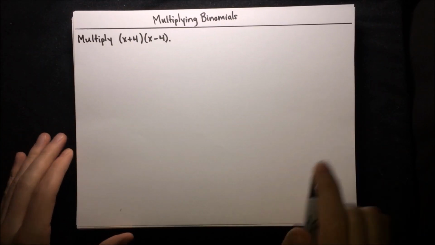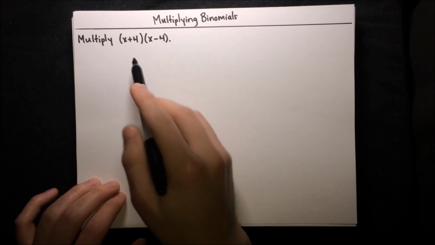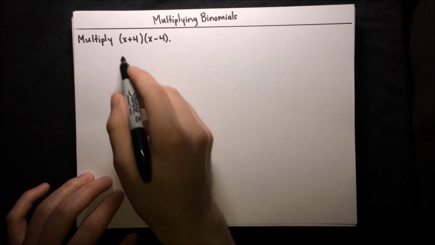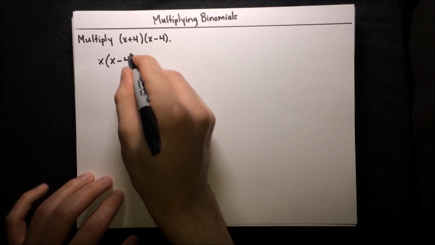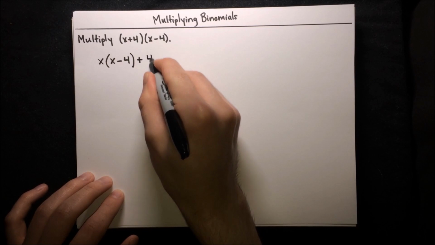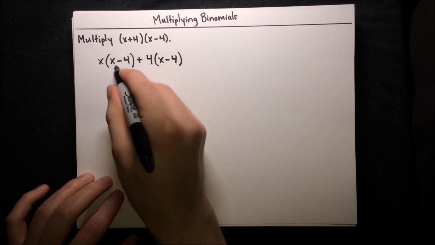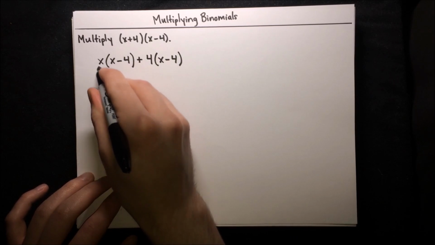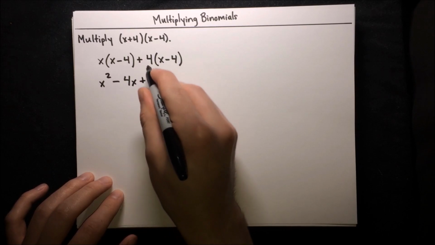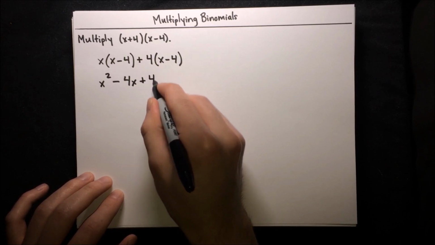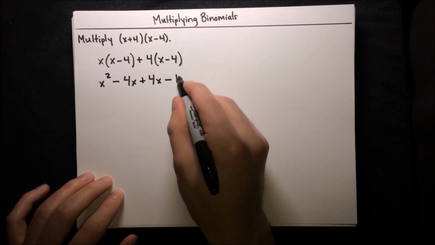Alright, here's another one. Multiply x plus 4 times x minus 4. Alright, so again, we'll just go ahead and distribute. So we have x times x minus 4, and then plus 4 times x minus 4. X times x makes x squared. X times minus 4 makes minus 4x, and then plus 4 times x, so plus 4x, and then 4 times negative 4, negative 16, so minus 16.